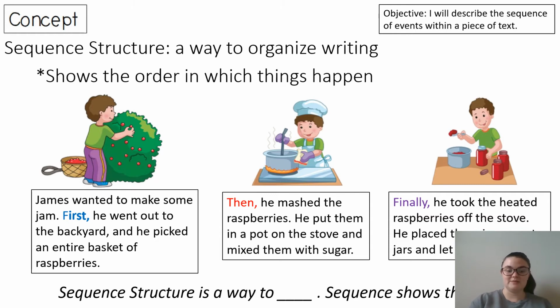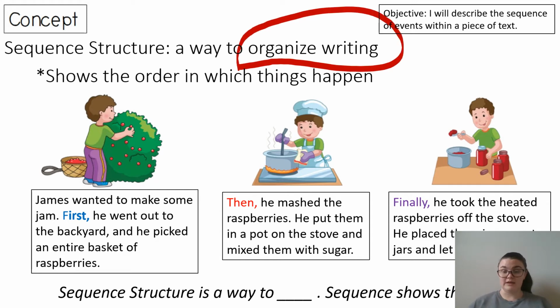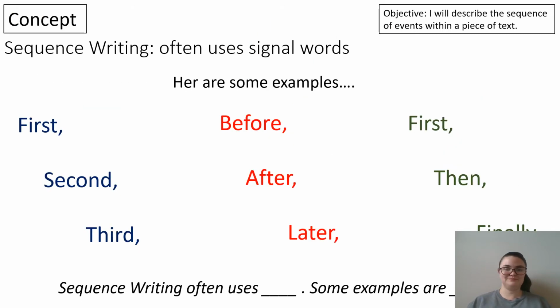At the bottom of this page, it says sentence sequence structure is a way to blank. Sequence structure is a way to organize our writing, okay? Or organize the things that we're reading in a way that makes sense. We're going to be doing some practice pretty soon with sequence structure.